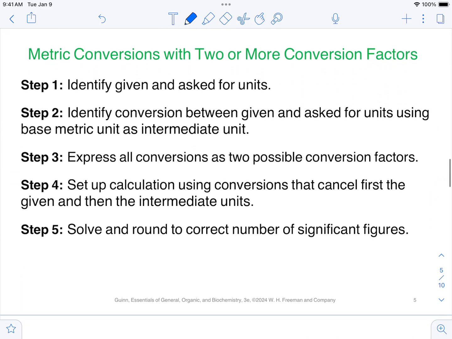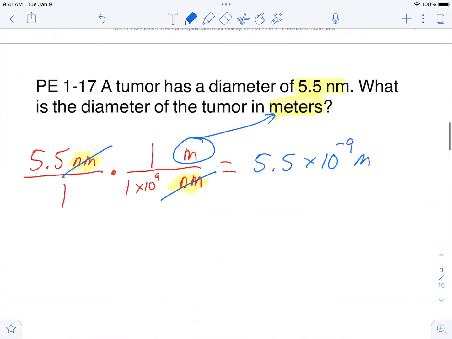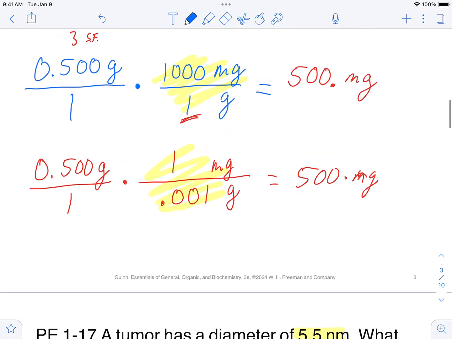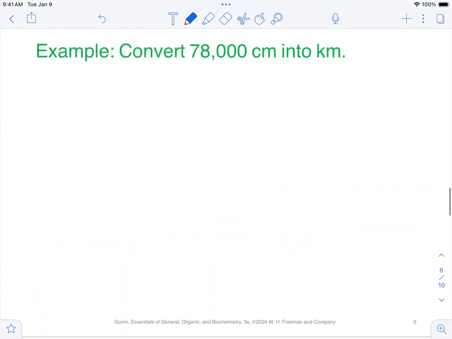Now, what if you have 2 or more conversion factors? Notice here, we only had 1 conversion factor. And here, we only had 1 conversion factor. What if it's multi-stepped? So let's look at this. Convert 78,000 centimeters into kilometers.